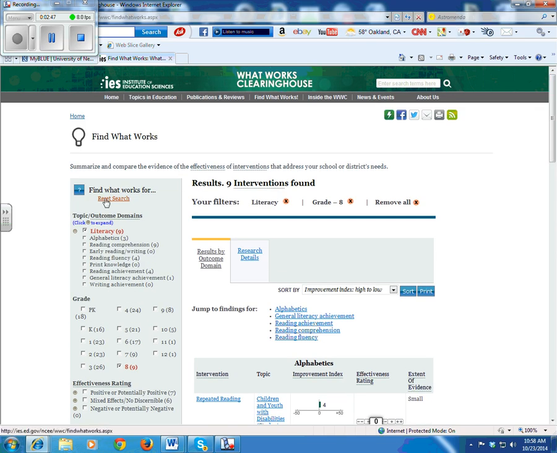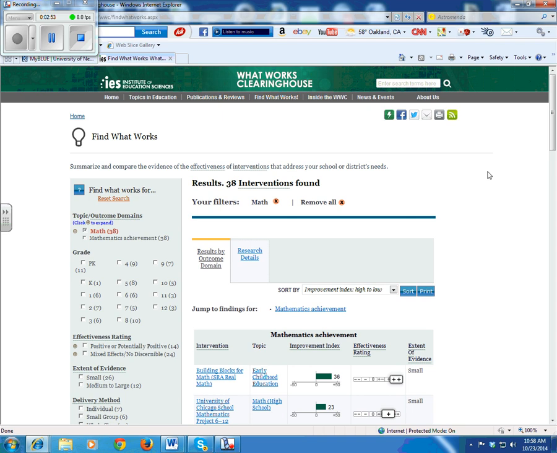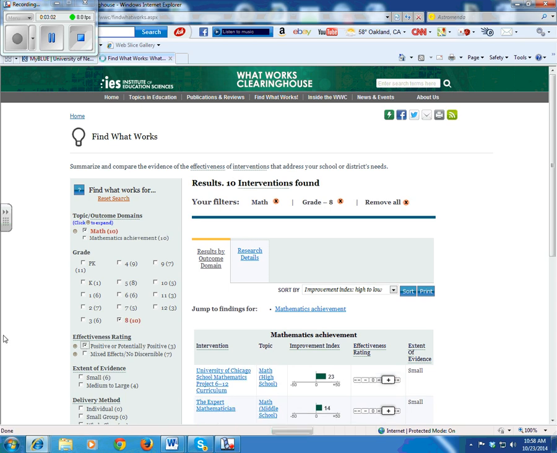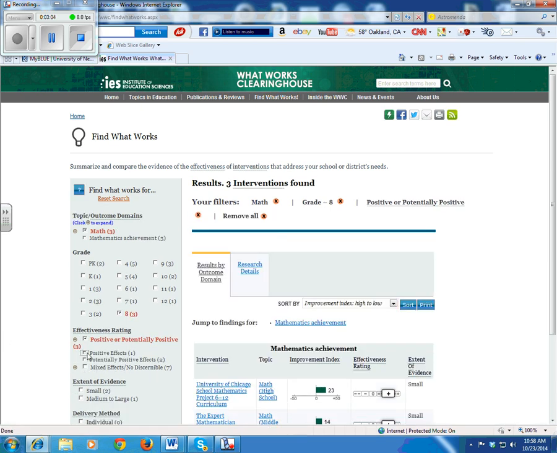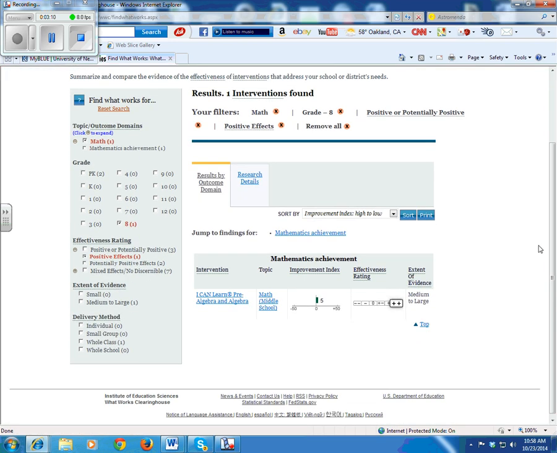Take a look also in the math area. And we will notice in the math area, there is an intervention in the eighth grade with positive effects. And that is an algebra intervention. And you can see the two pluses indicating that it's pretty effective.